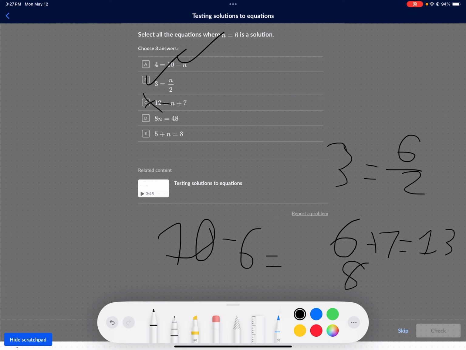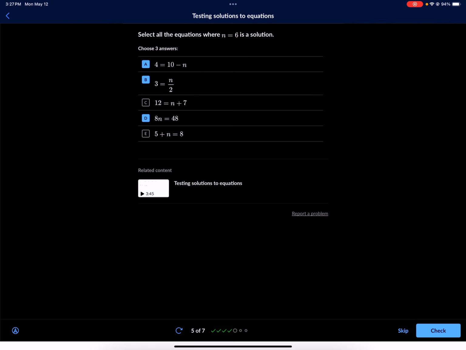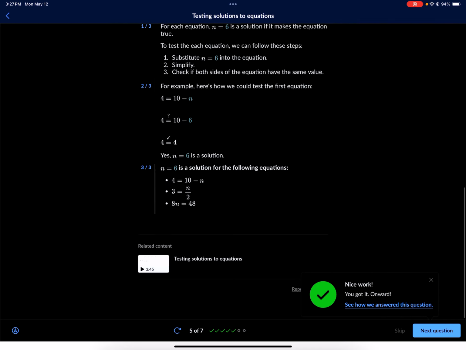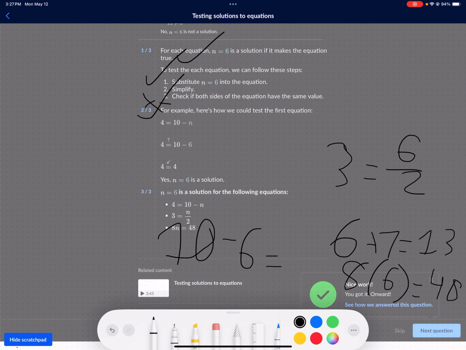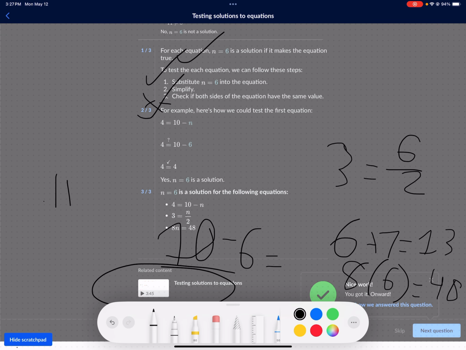And then we have 8 times 6, because we plugged that in for multiplication, and that is indeed equal to 48, so that means that this is the answer as well. A, B, and D are all solutions. If you got that right, good job. Here's the answer explanation. Here's the video, and happy studying.